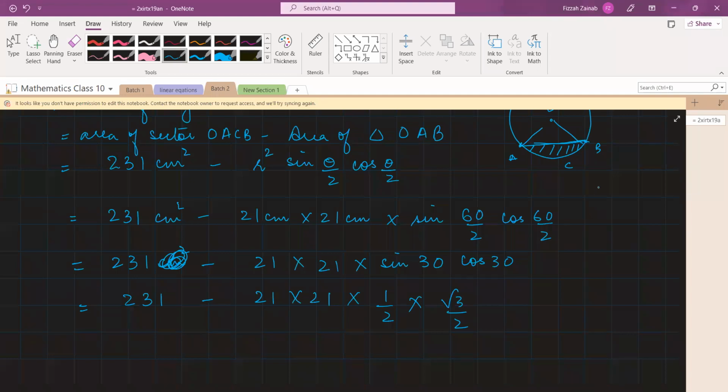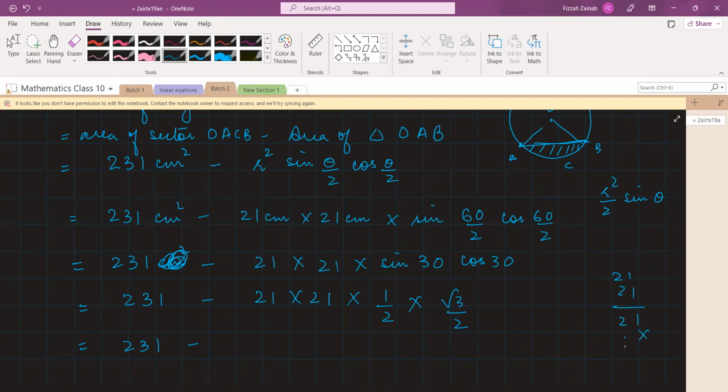I think if I use r square by 2 sine theta, that will make it simple here. Only one value I have to put instead of 2, sine also and cos also. But anyway, both are correct. So 231 minus. So now you have to multiply, 21 into 21.